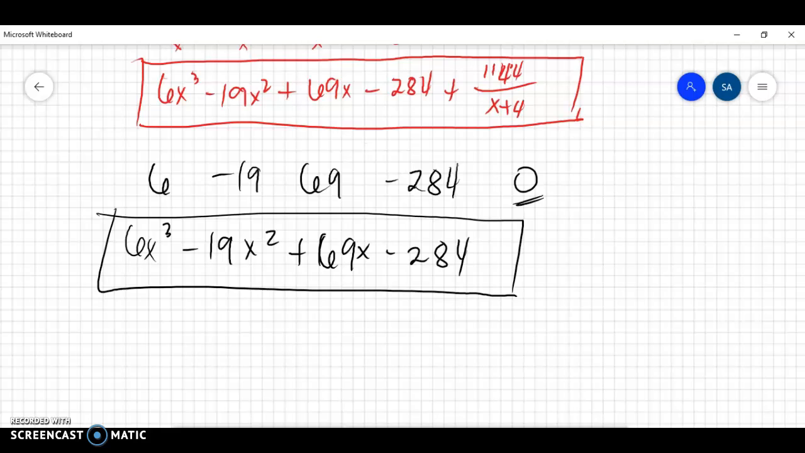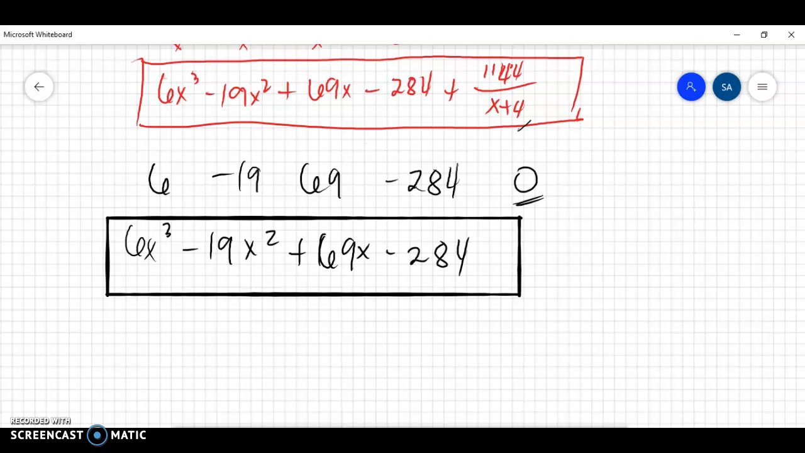Pero kapag ka may remainder, ganito nyo i-express yung ating remainder over the divisor. So, that's all for the synthetic division.